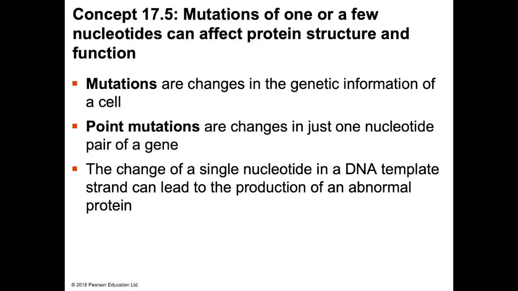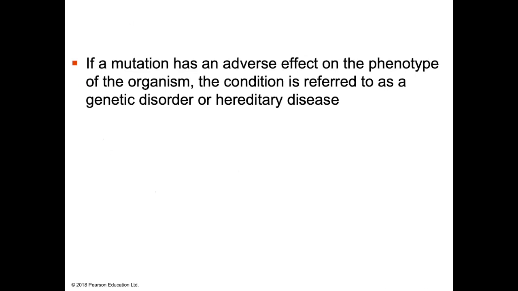What if an mRNA strand is read incorrectly, or the reading frame is read incorrectly? So mutations happen. When we say mutations, these are changes in the genetic information of a cell. And when we say point mutation, this is a specific type of mutation wherein only one nucleotide pair of a gene is changed. The change of a single nucleotide in a DNA template strand can lead to the production of an abnormal protein. So if a mutation has an adverse effect on the phenotype of the organism, this condition is referred to as a genetic disorder or hereditary disease.